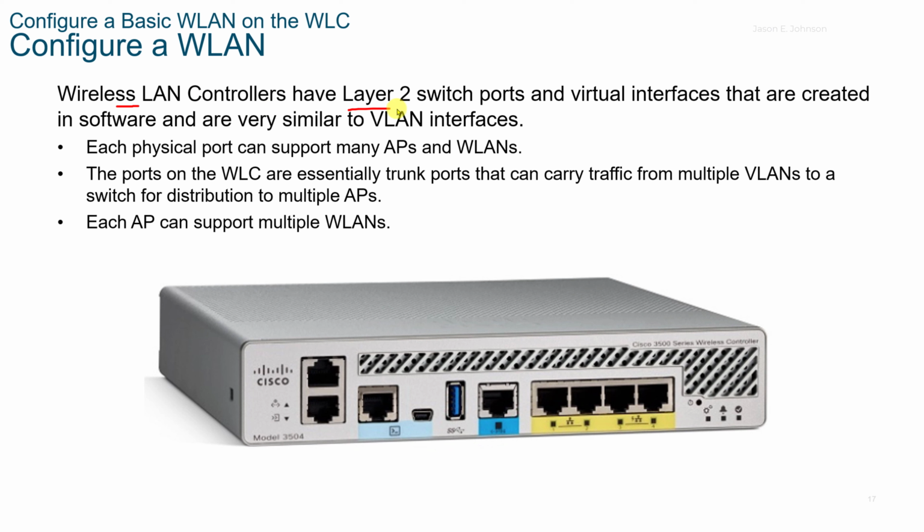Wireless LAN controllers have layer 2 switch ports and virtual interfaces that are created in software, and they're very similar to VLAN interfaces. Each physical port can support a lot of different APs and wireless LANs, and the ports on the WLC are essentially trunk ports that can carry traffic from multiple VLANs to a switch for distribution to multiple APs, and then each AP can support multiple wireless LANs.